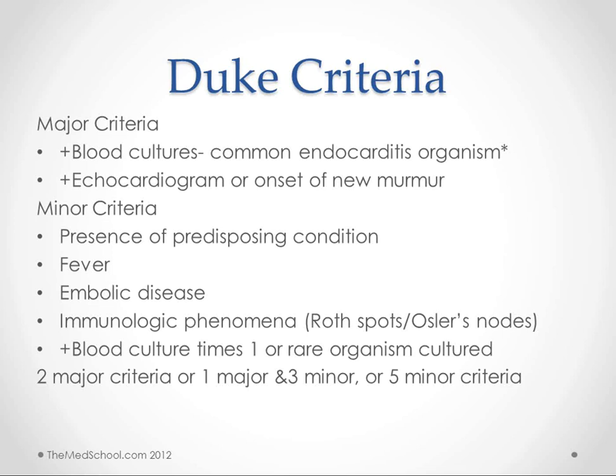So you might have positive blood culture, you have embolic disease, fever, and some of these Roth spots, but you can't make a positive echocardiogram. So that would be enough to call it infective endocarditis. Or if you have all five of the minor criteria, that works too. So you don't have positive blood cultures for common organisms or a positive echocardiogram, but you have all these other things we listed.